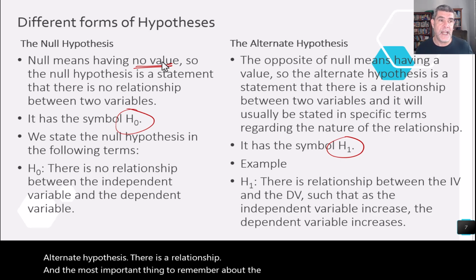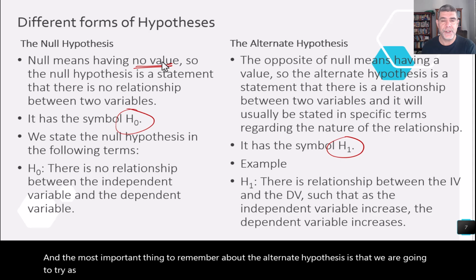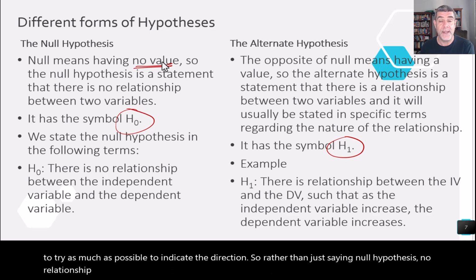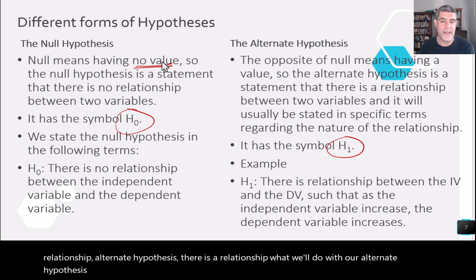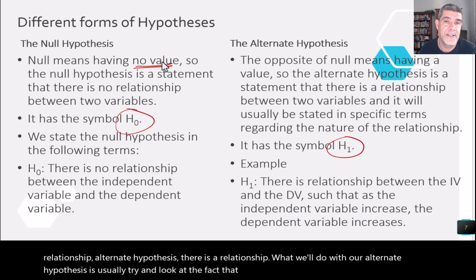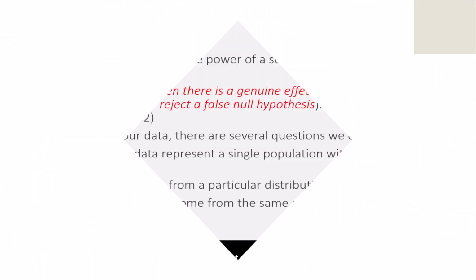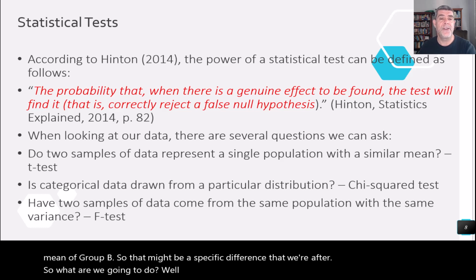So rather than just saying null hypothesis, no relationship, alternate hypothesis, there is a relationship, what we'll do with our alternate hypothesis is usually try and look at the fact that maybe the mean of group A is bigger than the mean of group B. So that might be a specific difference that we're after. So what are we going to do? Well, according to Hinton, the power of a statistical test can be defined as follows.